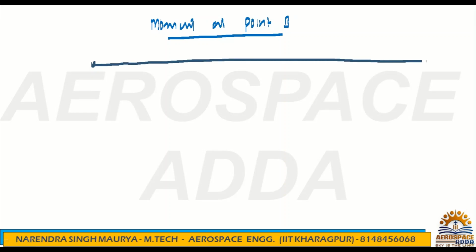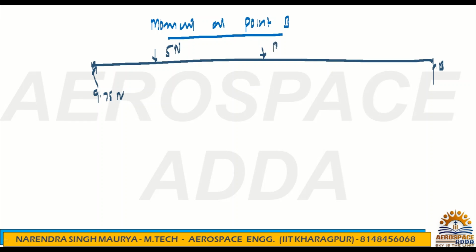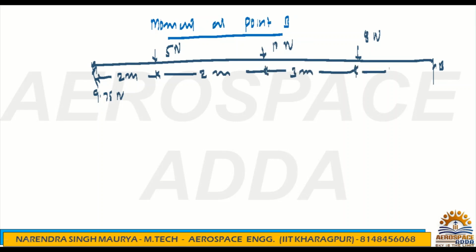So the complete beam you have to draw, with all the forces. Here the force is 9.75. Here we have 5 Newton. Here I think 8 Newton, right? 10 Newton, then we have 8 Newton. Okay. So it's 2 meter, 2 meter, and this is 1. All right.